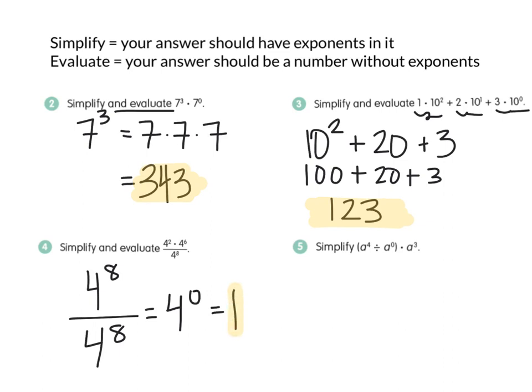And for the last one, simplify a to the power of 4 divided by 1 times a to the power of 3. Anything divided by 1 or multiplied by 1 is just going to be that same number. So really we have a to the power of 4 times a to the power of 3, which equals a to the power of 7. Now notice this one did not say evaluate because it just has a variable, so our final answer will be a to the power of 7.